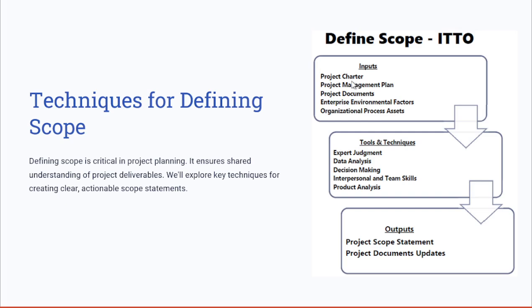So the key inputs when defining the scope include the project charter, the project management plan, the project documents, the EEFs and OPAs. The tools that we are going to explore include expert judgment, which we have covered many times in the earlier sessions, data analysis, decision making, some of these team skills and personal skills, and product analysis. So we'll cover the product analysis as part of these tools and techniques since we haven't covered it before. And the key outputs here are the project scope statement and the project documents updates.